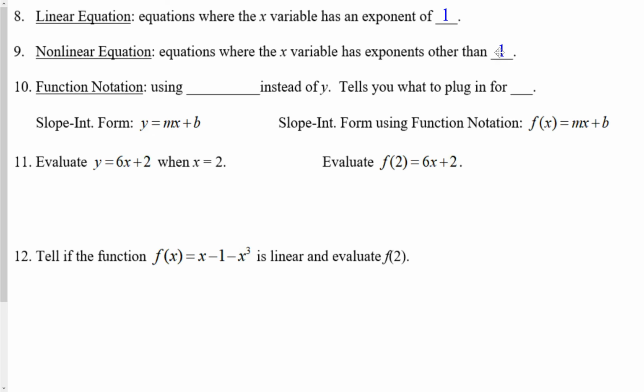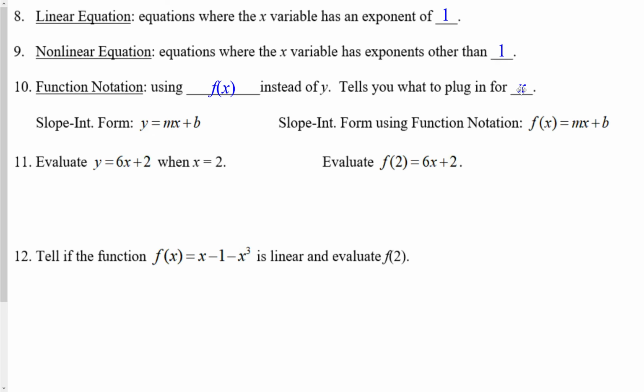Along with these functions and different types of equations, we can use what's called function notation. This is where we use something like f of x instead of y. The reason is because this tells you exactly what you are plugging in for, in this case, your x variable. So that's what the notation is used for, why it's a little bit more useful. It actually gives you a little bit more information at times.